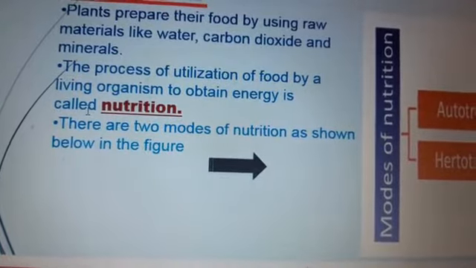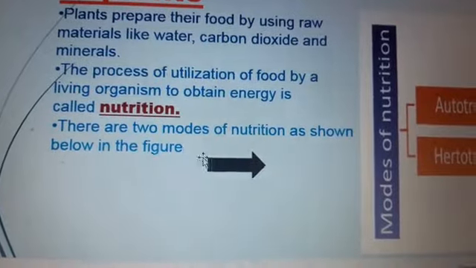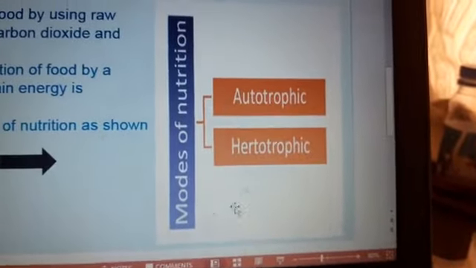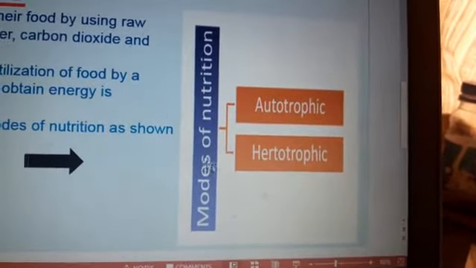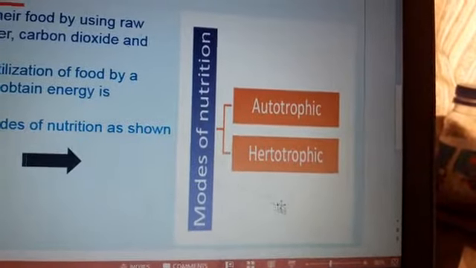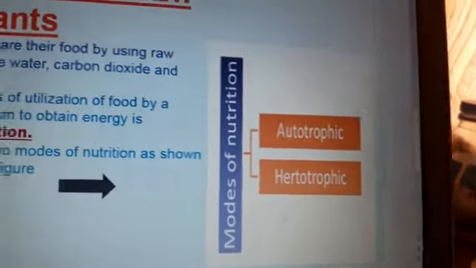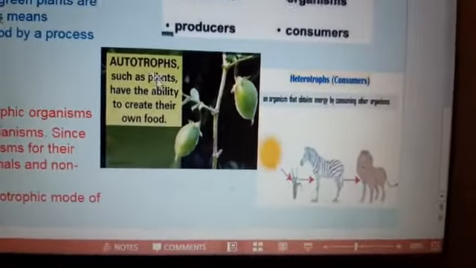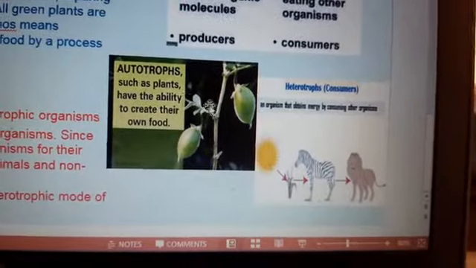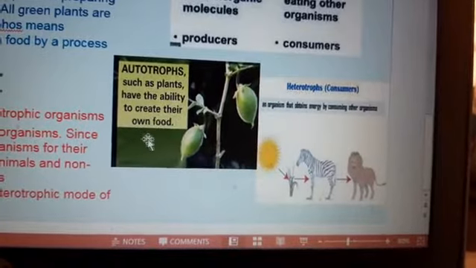And the third point we will take: there are two modes of nutrition as shown in the figure, first autotrophic and second heterotrophic. So two types of nutrition are found in plants, autotrophic nutrition and heterotrophic nutrition. In the next slide we will discuss autotrophs or autotrophic nutrition. Autotrophs such as plants have the ability to create their own food.